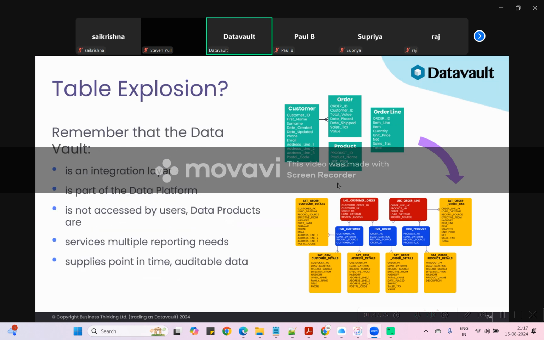Second thing is we've got joins, yes, and we should be worried about the join performance.